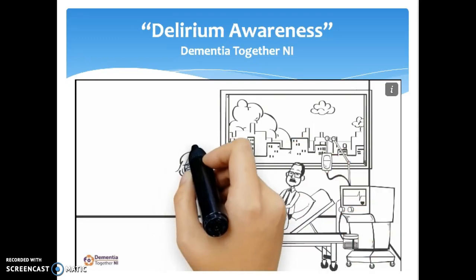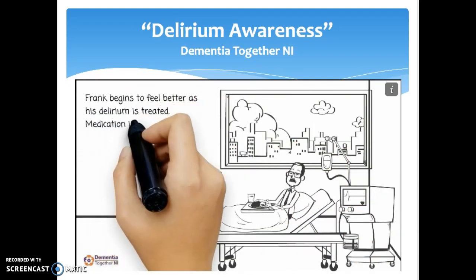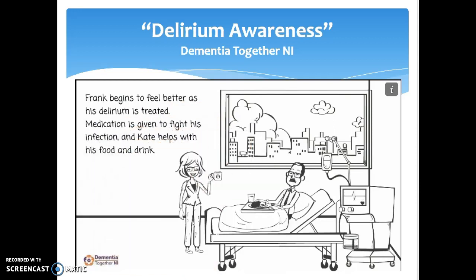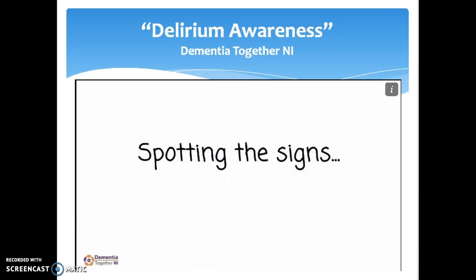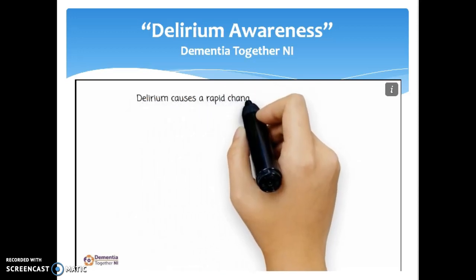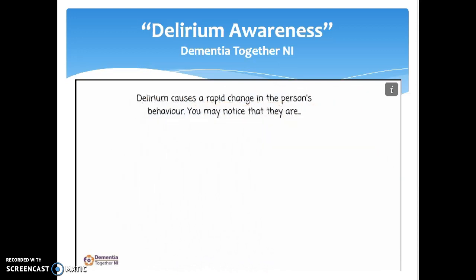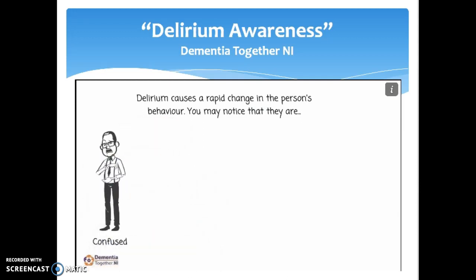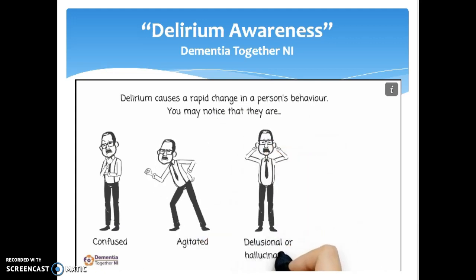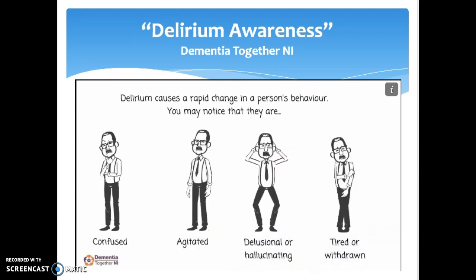Frank begins to feel better as his delirium is treated. Medication is given to fight his infection, and Kate helps with his food and drink. Delirium causes a rapid change in the person's behavior. You may notice that they are confused, agitated, delusional or hallucinating, or tired or withdrawn.